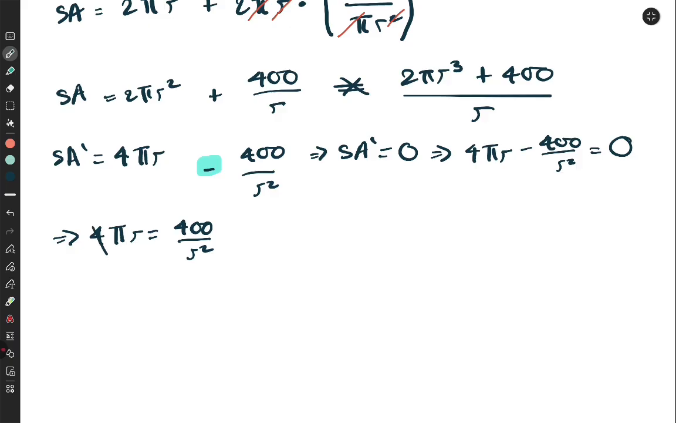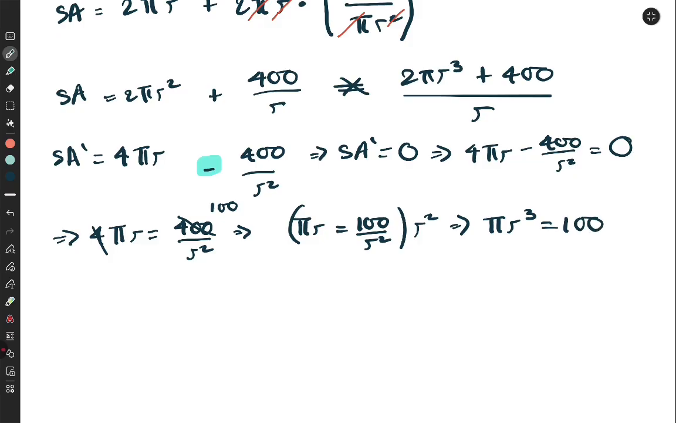All right? Move to the right hand side. That's 4 and 400. Right. Pi r equals 100 over r squared. Divide both sides by 4. I'm looking for r, so cross multiply. Multiply both sides by r squared. I have pi r cubed equals 100.